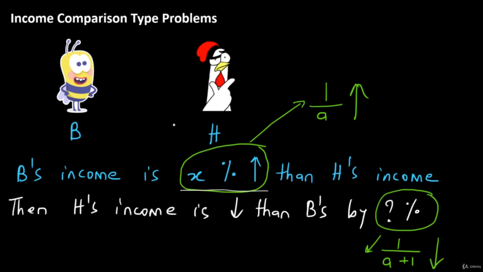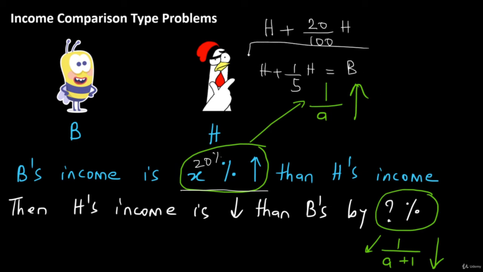Say it's given over here that B's income is 20% more than H's income. Let me take this as 20%. In that case, what does it mean? It means that H plus 20% of H, right? And we know that 20% is 1 by 5. So I can write it as either 20 by 100 h, or I can write it as h plus 1 by 5 into h. That is equal to b. That's what we mean when we say this, right?